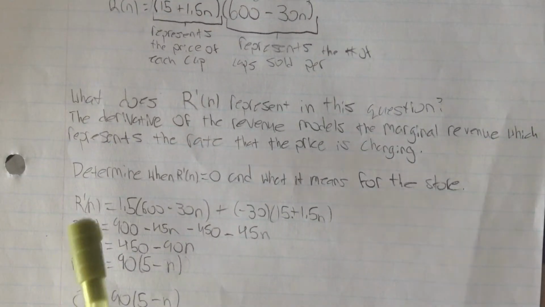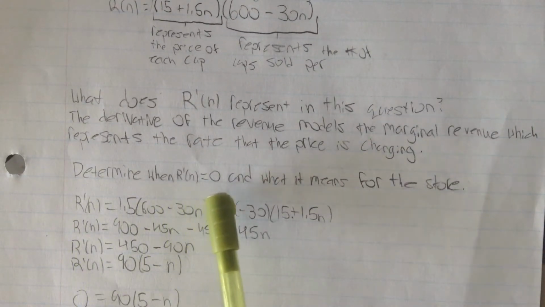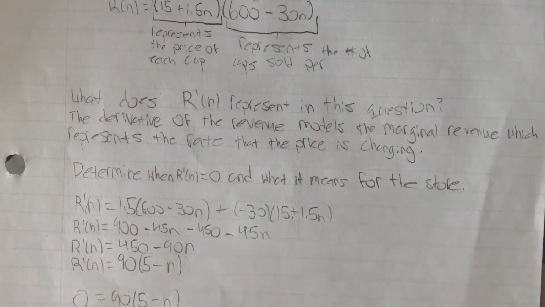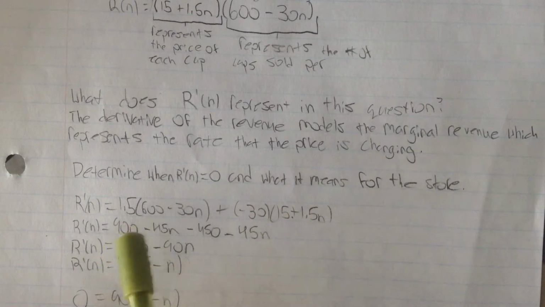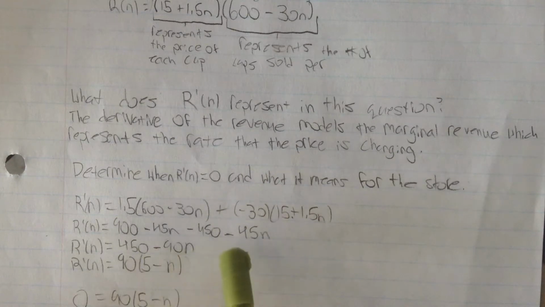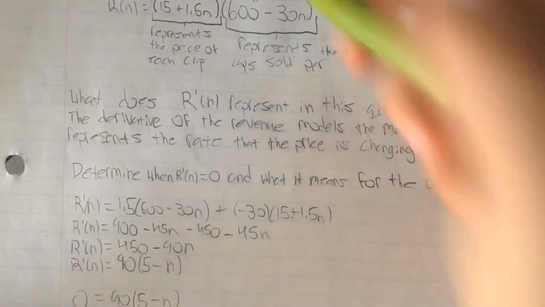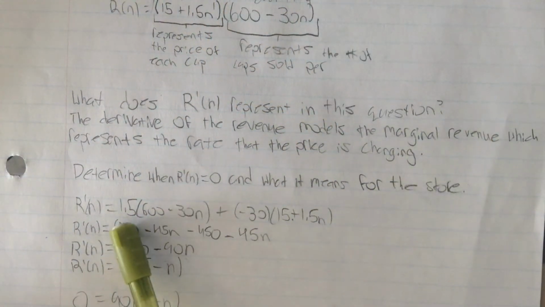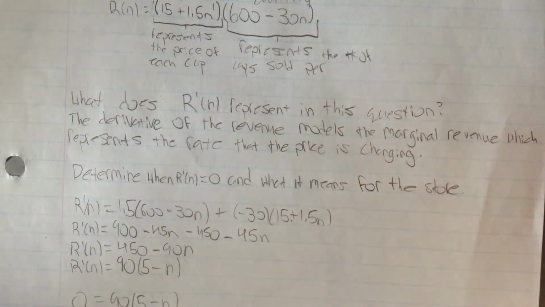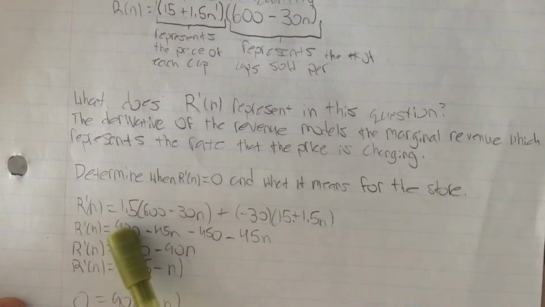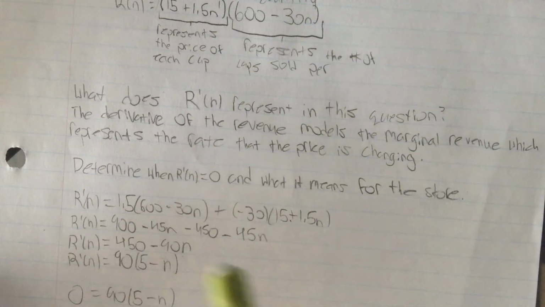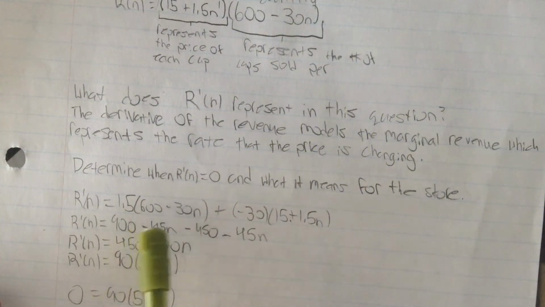Now the question is asking us, determine when R prime of n is equal to 0, and what this means for the store. So first, to find when R prime of n equals 0, we must first find R prime of n. Now to do this, we must find the derivative using the product rule. So we use the derivative of the first, which is 1.5 times the invisible 1 on the n, which gives us 1.5, and then the n gets dropped because 1 minus 1 equals 0. 15 gets dropped because there's no variable, so 0 times 0 equals 0. And we multiply the derivative, 1.5, times the entire set of second brackets. So that gives us 1.5 times (600 minus 30n).